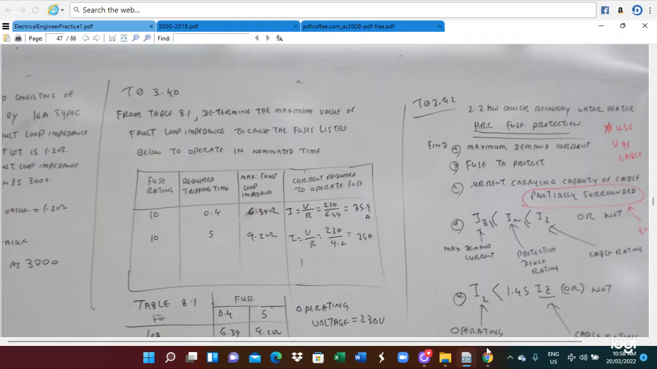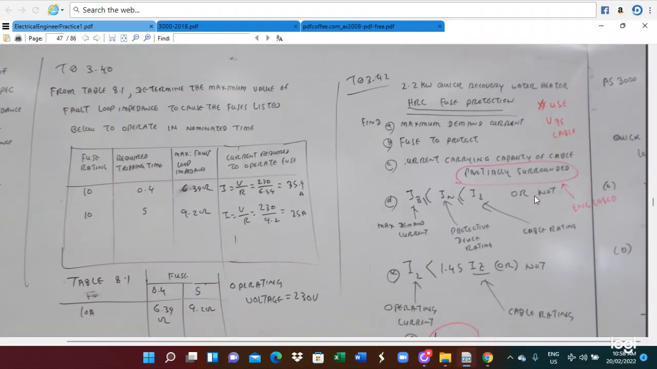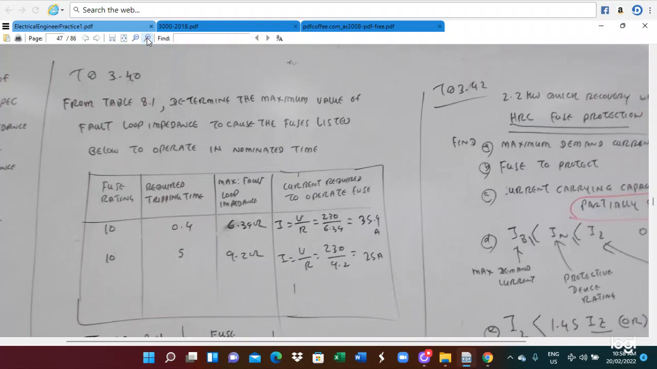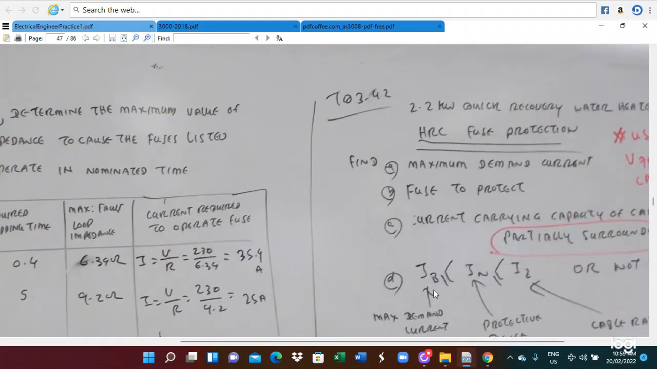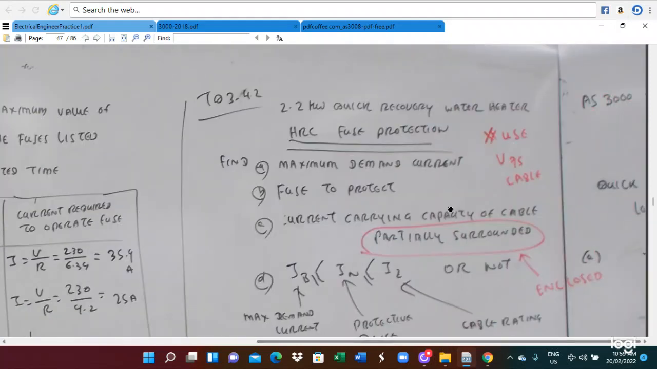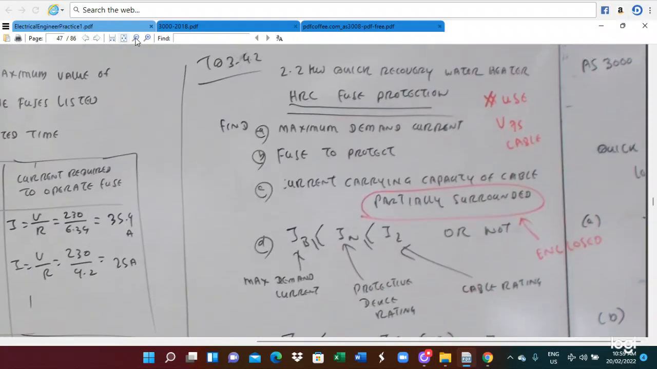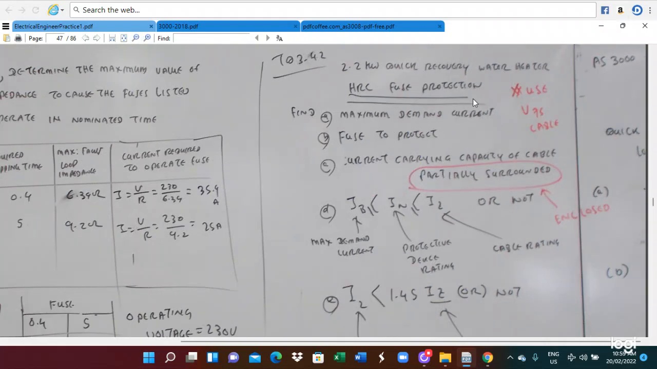The next one is a 2.2 kilowatt quick recovery water heater. This water heater is protected by HRC fuse protection. In this case, we have to utilize V75 cable, so the operating temperature is 75 degrees centigrade. We have to find the maximum current of the fuse to protect it and the current carrying capacity of the cable.